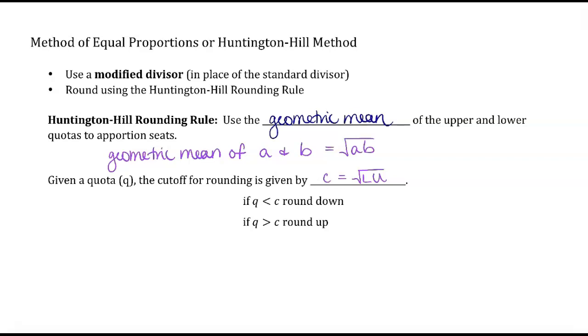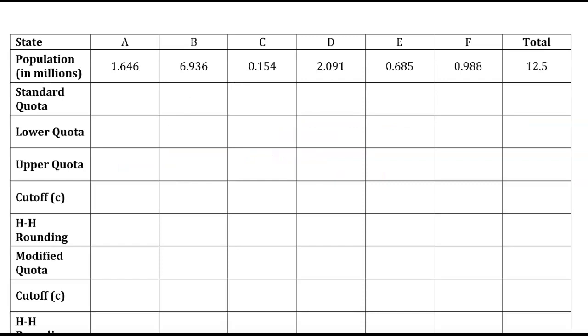This is similar to conventional rounding, but with conventional rounding, we round up whenever the decimal portion is 0.5 or greater. But with this method, the cutoff value will be a little different for determining when to round up and when to round down. Let's take a look at our class example to practice this. In our class example, we have the following standard quotas. And the standard quotas add up to exactly 250. Let's look at each state one at a time to learn how to use Huntington-Hill rounding.